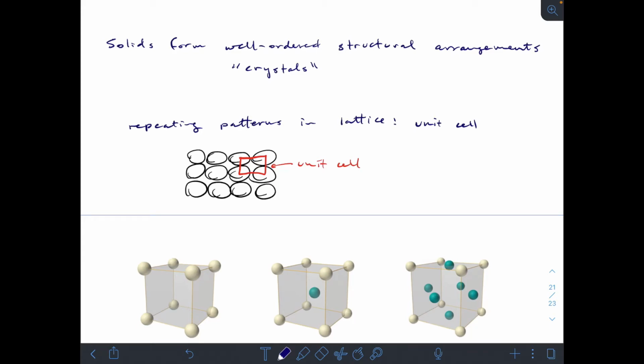All right, our last topic for chapter 12 is all about solids and the structures that they form. So solids form well-ordered structural arrangements that we refer to as crystals. And within these arrangements, we can find repeating patterns in the lattice of the crystal, and we call those repeating patterns the unit cell. Okay, so if I have a nice orderly arrangement of atoms here, then the unit cell will be connecting the centers of each of those spheres. Now remember, this is three-dimensional.